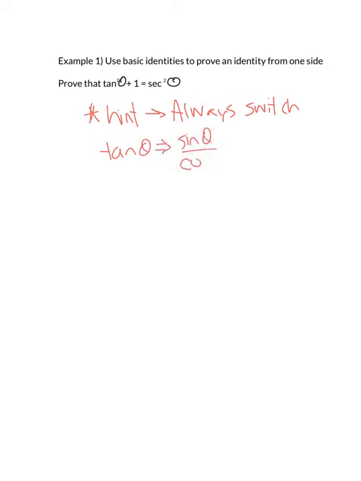In this first example, we are going to be using basic identities to prove an identity from one side. Our first proof is going to be proving that tan squared theta plus 1 is equal to secant squared theta. I'm going to be giving you a few hints as we go through. The first hint is that you always want to switch your tan theta to sine over cos. And you always want to switch your reciprocal.